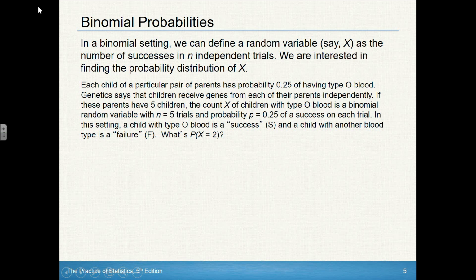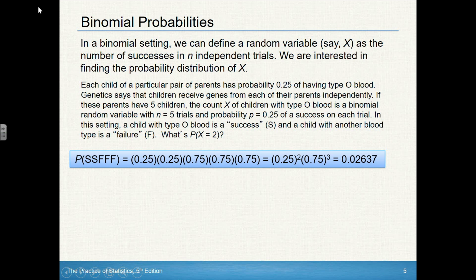In this setting, a child with type O blood is considered a success. We'll call that S. And if they do not have blood type O, we'll consider that a failure, and we'll refer to that as F. Now that we've identified this as a binomial random variable, the question is, what's the probability that X equals 2?